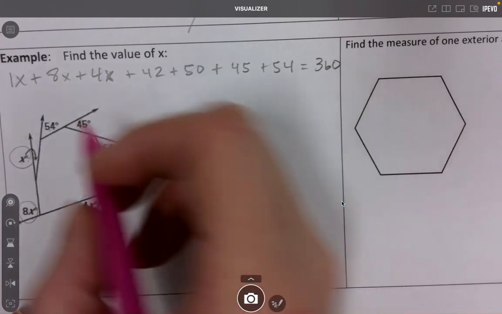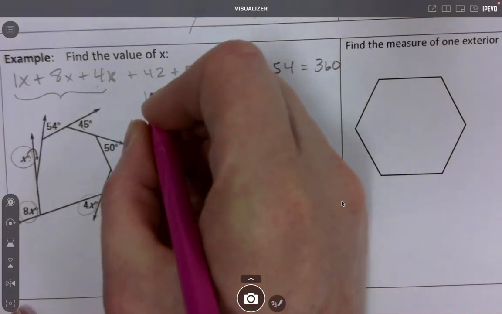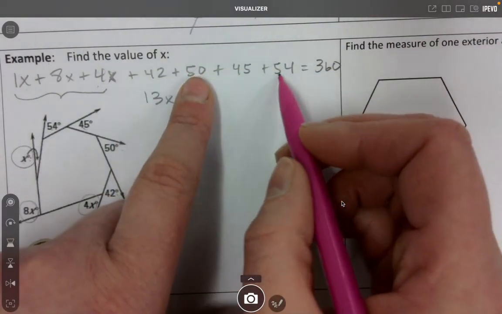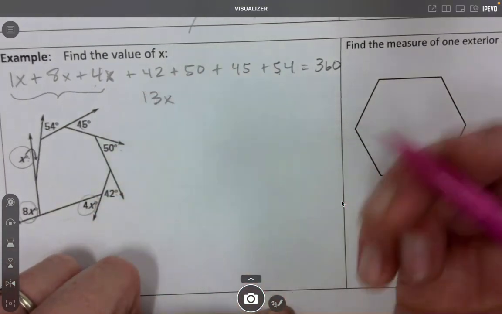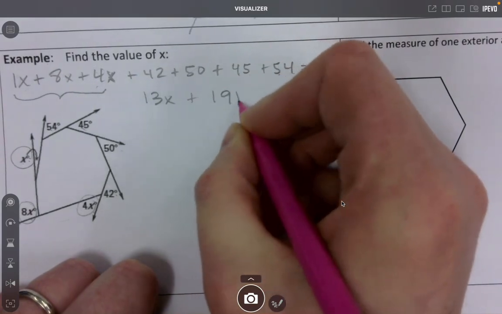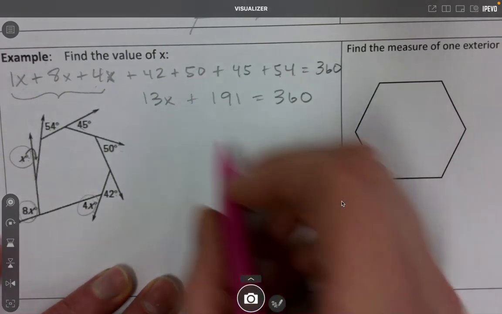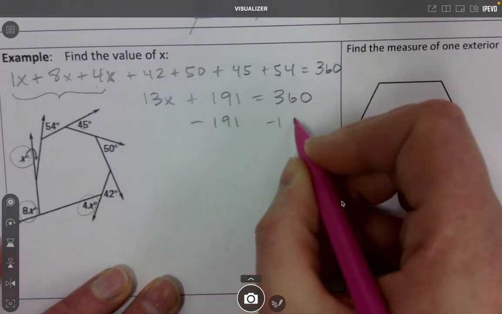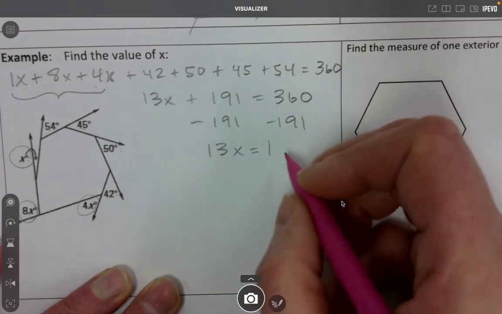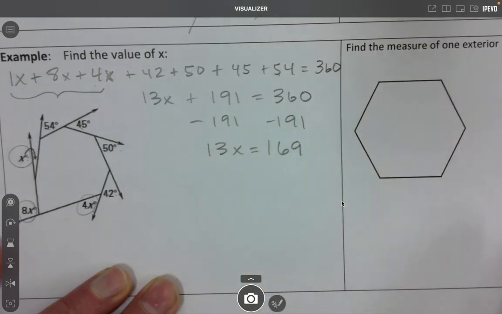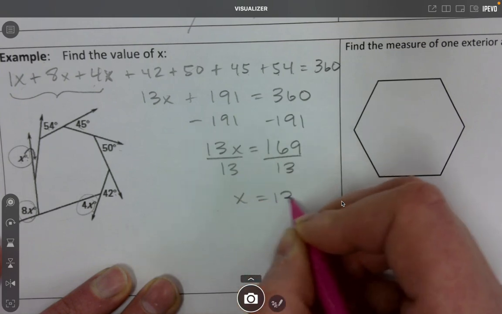So let's go ahead and simplify our x's. 1x and 8x and 4x: 8 and 4 is 12, plus 1 is 13x. And then over here, we've got some 50s. That makes 100, 140, 180, and 11. So that's going to be 191 equals 360. From here, it's just a two-step equation. We need to subtract 191 on both sides. That gives 169. And then our last step is dividing by 13. And so x is equal to 13.